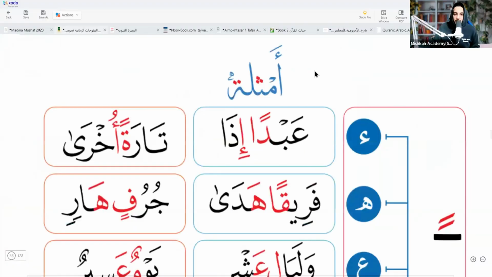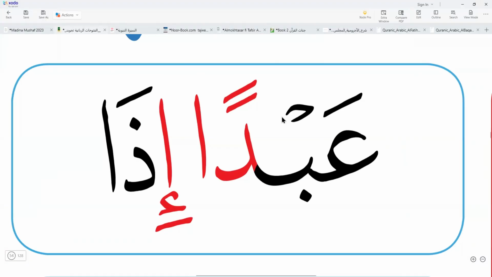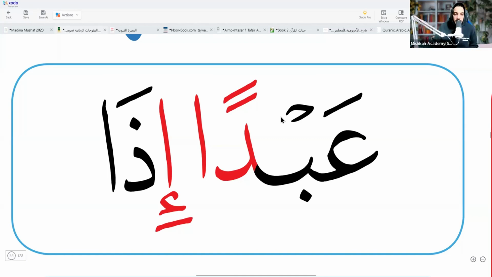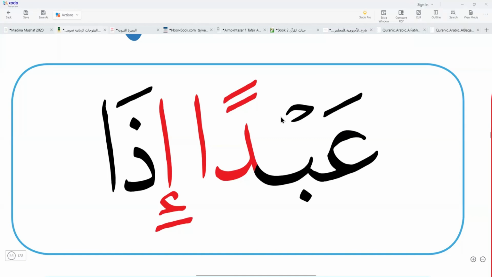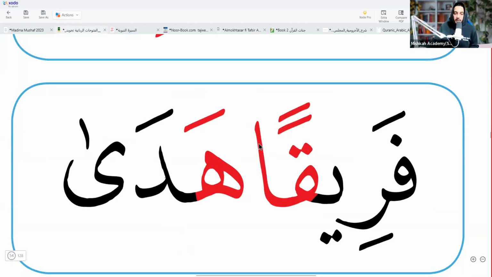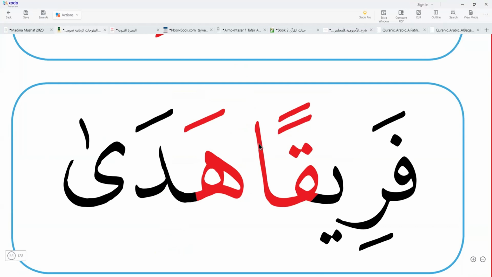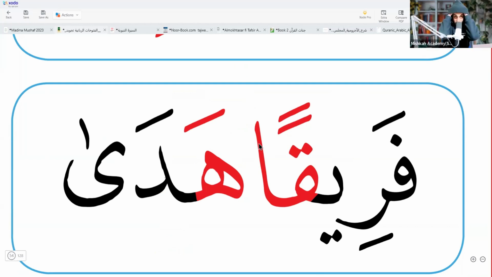Examples with tanween: abdan ghadan, abdan idha. It's the same thing. You just make the n sound clear if you have any of the izhar letters. This example is a tanween followed by one of the izhar letters, which is ha. So we will say it as fariqan huda. The noon sakina is clear.